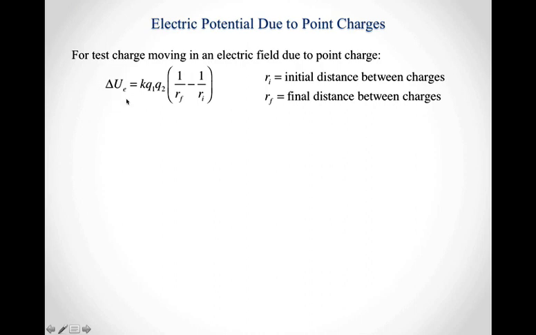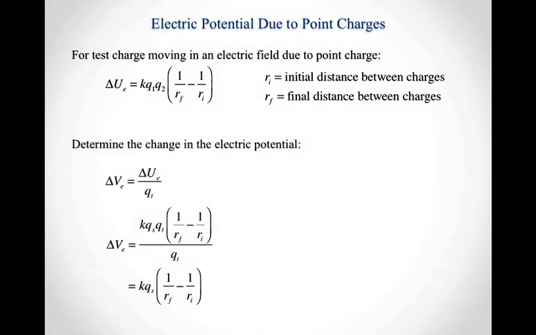So the change in this, again with U, the electric potential energy, is equal to, there's K, I've got two charges here, and then this term in parentheses, the 1 over R final minus 1 over R initial, where these two R's are defined to be distances between the charges. So what's the distance between them initially? What's the distance between them at the end?